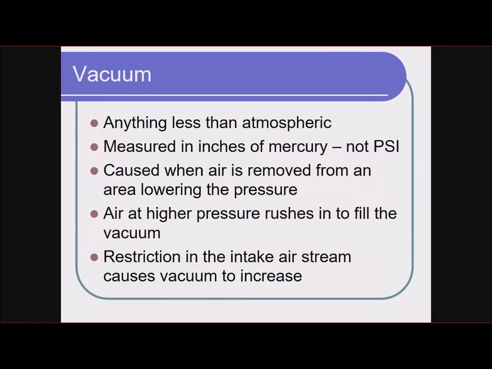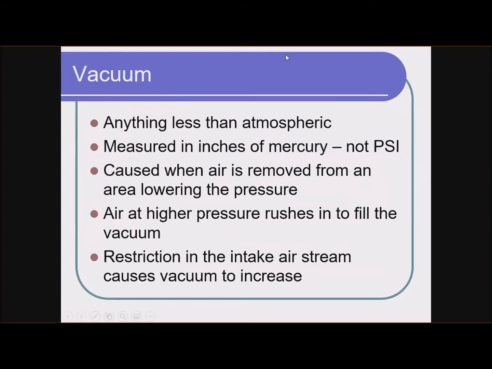If there's a restriction in the intake airstream, that'll cause the vacuum to increase because air can't flow in as much. So when we close the throttle on an engine and block off the incoming airflow, we are going to see higher vacuum numbers, meaning lower pressure, in the intake manifold. When we open the throttle and let air rush in, we're going to see more pressure or less vacuum. So we have to think of vacuum and pressure as really just two different sides of the same thing.